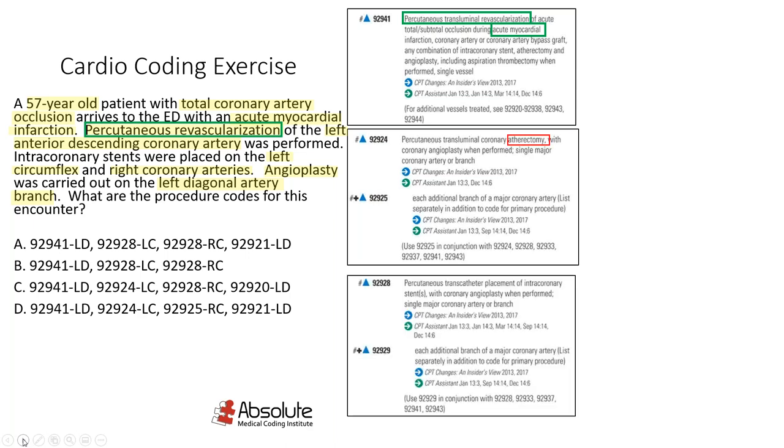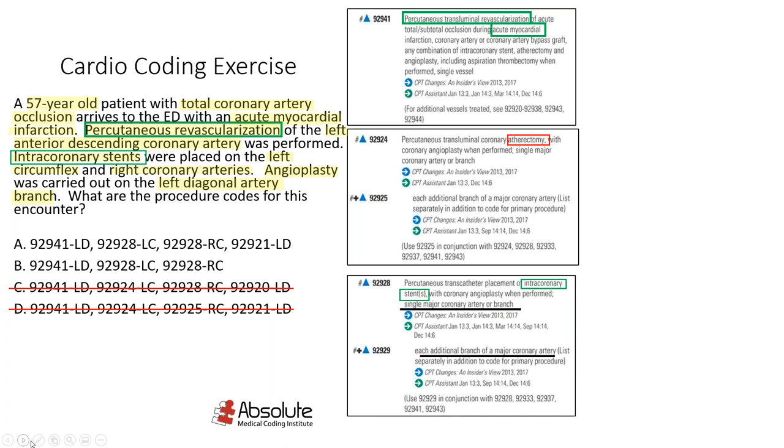Well, 92924 is percutaneous transluminal coronary atherectomy, which, if you look at your keywords, is not documented. We're looking for stents, right? And the code for that is 92928. So we can eliminate C and D because they have the wrong codes involved. Okay, we can report 92928 for a single major coronary artery or branch.